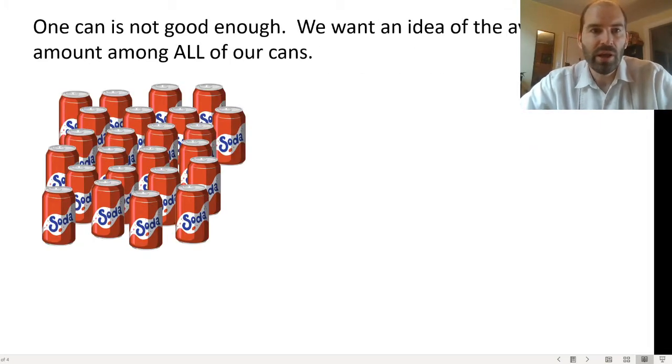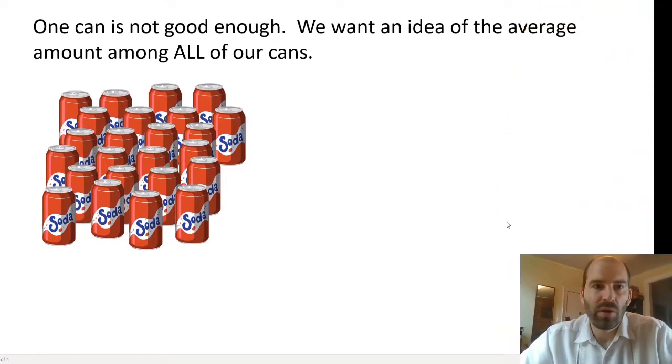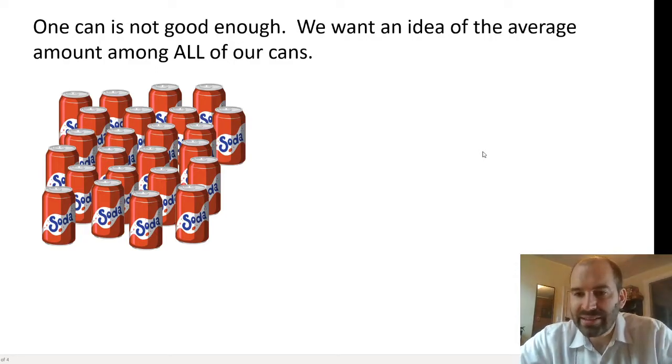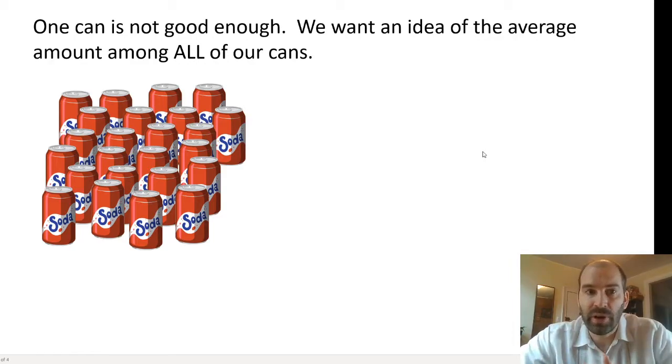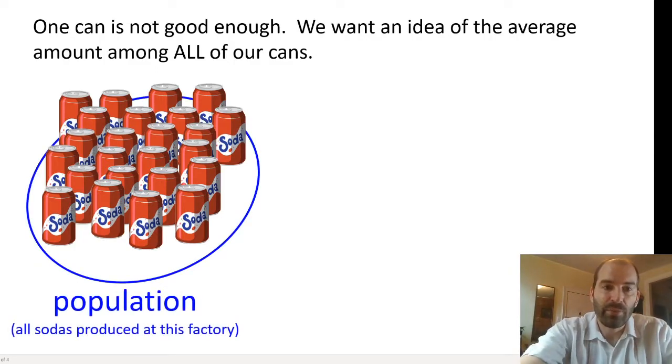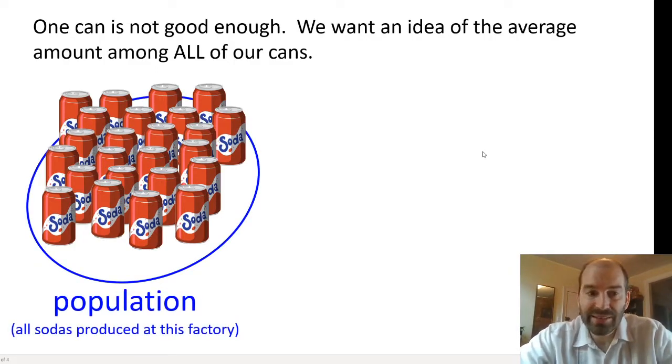Okay, well, what should we think about next? Well, like I said, one can is not good enough, right? We want an idea of the average amount of soda that's in all of our cans, okay? So that is, if we look at all of the cans, that's the population that we're dealing with. And that's really what we want to know about. We want to know about the soda in all of our cans. And that's what we call the population.